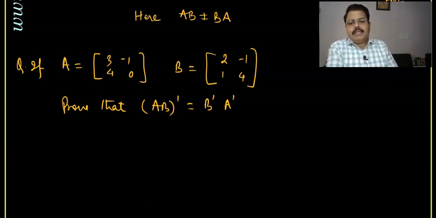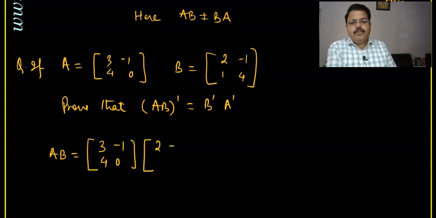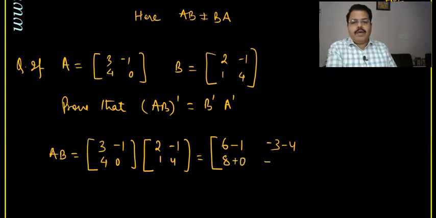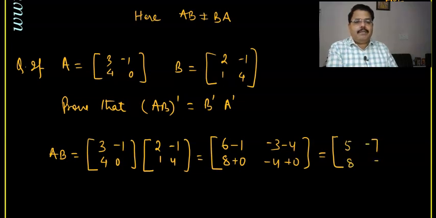Let us explain it. First of all, I am going to find the product AB. A is 3, minus 1, 4, 0, and B is 2, minus 1, 1, 4. The product output will be: first row, first column, 3 into 2 is 6, and minus 1 multiplied by 1 is minus 1. 3 into minus 1 is minus 3, and minus 1 multiplied by 4 is minus 4. 4 into 2 is 8, second row, first column, and 0 into 1 is 0. 4 into minus 1 is minus 4, and 0 into 4 is 0. So the product output will be 5, minus 7, 8, and minus 4.